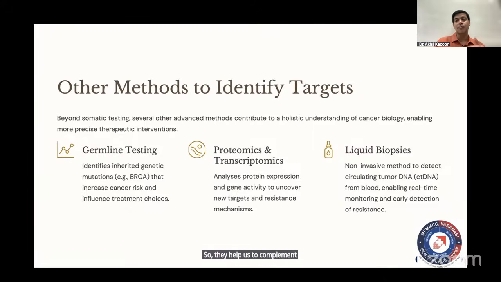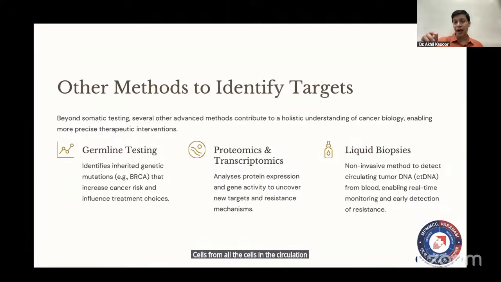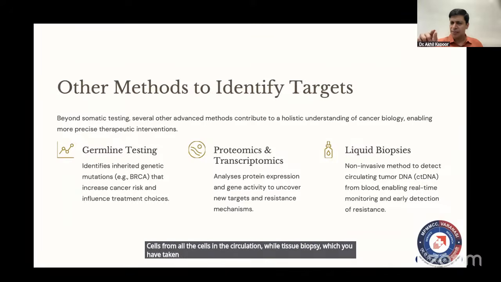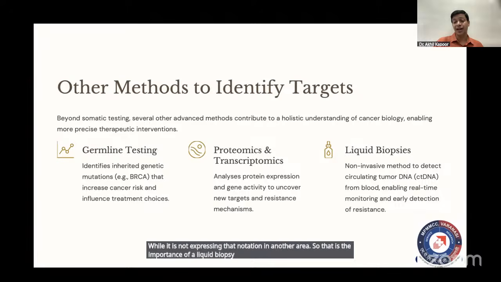So sometimes liquid biopsy might supersede because liquid biopsy is able to take cells from all the cells in the circulation, while with tissue biopsy, you have taken a biopsy only from a single site. Tumor can be heterogeneous, it can express one particular mutation at a particular area, while it is not expressing that mutation in another area. So that is the importance of a liquid biopsy, which is very rapidly coming up.